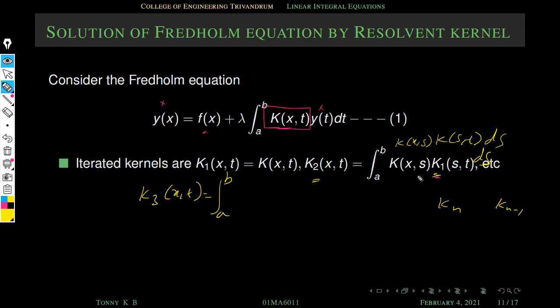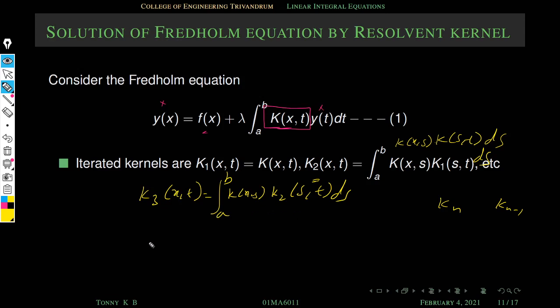So this is k2. Then what is the definition of k3? What is the analogous definition of k3? Integral a to b k of x,s into k2 of s,t ds. The integration is always with respect to s. This is k3. So here we defined k3 using k2. That's why these are iterated kernels. We iteratively define the next kernel.